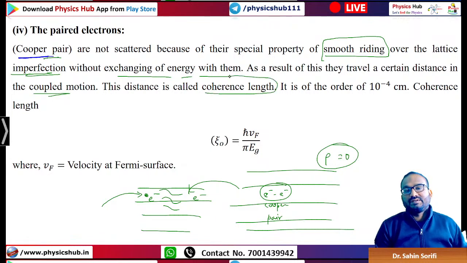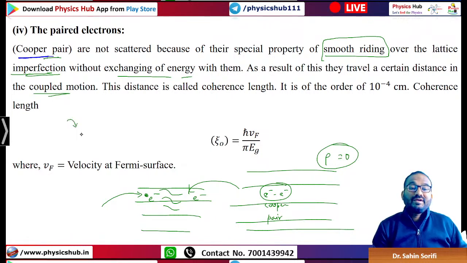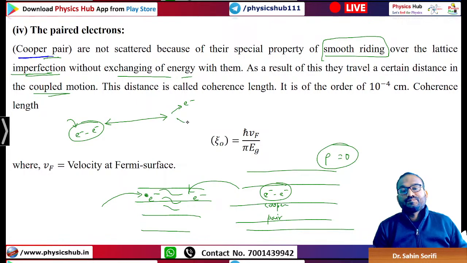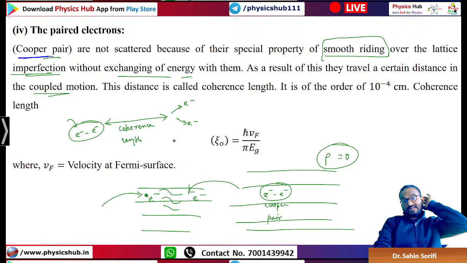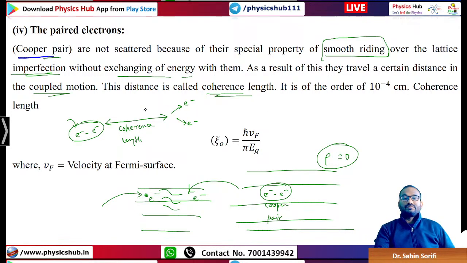That distance is the coherence. We should not think that once a pair is formed, it will maintain this pair indefinitely. No, they will travel some distance and they will break apart. So the distance which they travel in the coupled state is known as the coherence length. It is of the order of 10 to the power minus 4 centimeter. So you can imagine how small, less than a millimeter.